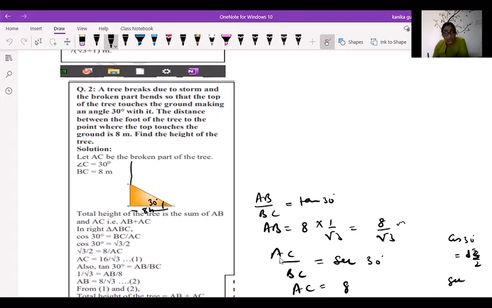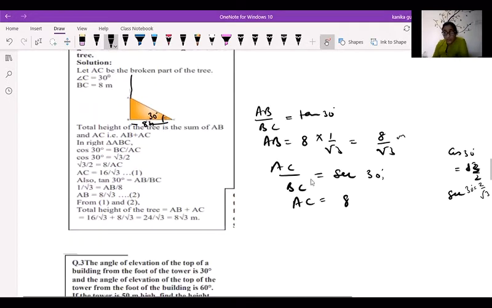Now you know that AC over BC, hypotenuse upon base, is equal to secant of 30. And you know that cos of 30 is root 3 by 2, and secant of 30 is 2 by root 3. So substituting this value, AC is equal to BC times secant of 30, which is 8 times 2 by root 3. So you get 16 by root 3 meters.